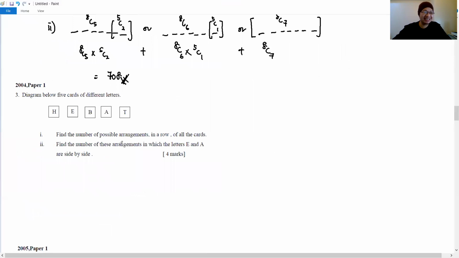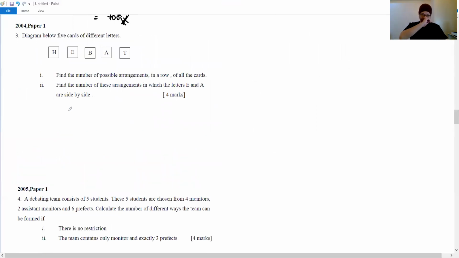Okay, next, 2004 paper 1. We have a word, HEBAT. All these letters are different, all these five letters are different. Number one, find the number of possible arrangements. That means we are talking about permutation, arrangement. So we have 5 places here.